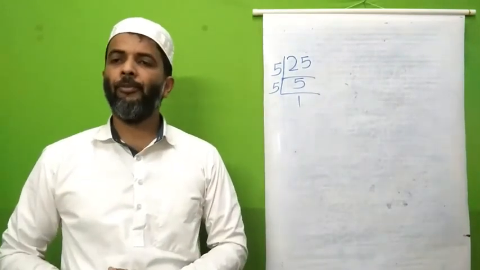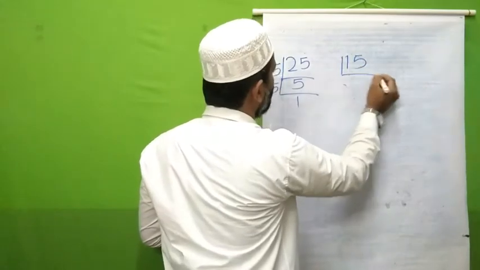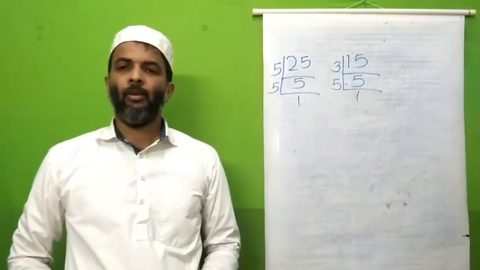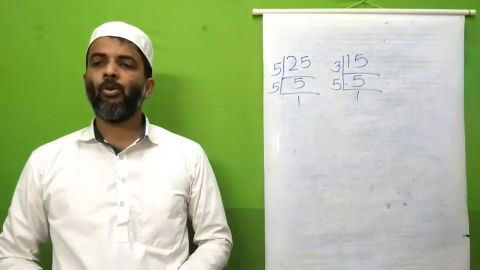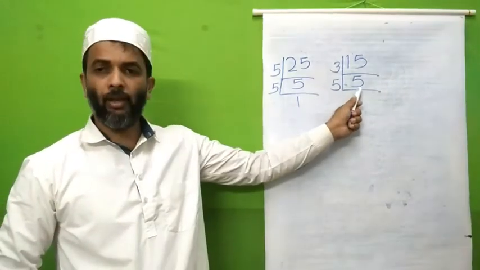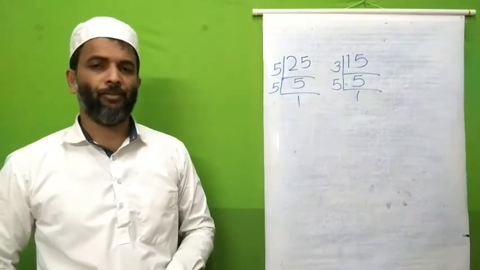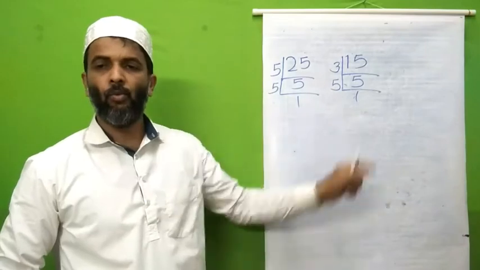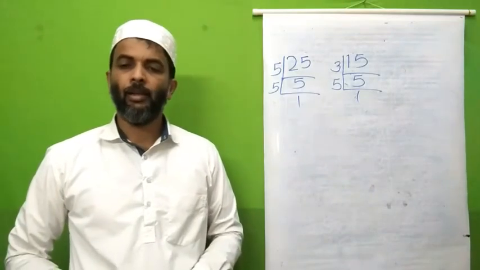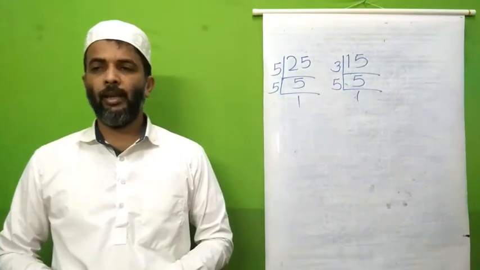Now, we find the prime factors for the next number, 15. We know 15 is not divisible by 2, so we take the next prime number, that is 3. Dividing 15 by 3, we get quotient 5. 5 is a prime number, so the next smallest prime number which can divide it is itself. Therefore, 5 divided by 5, we get 1. Prime factors of 15: 3 into 5. Similarly, we find the prime factorization of the last number, 30.